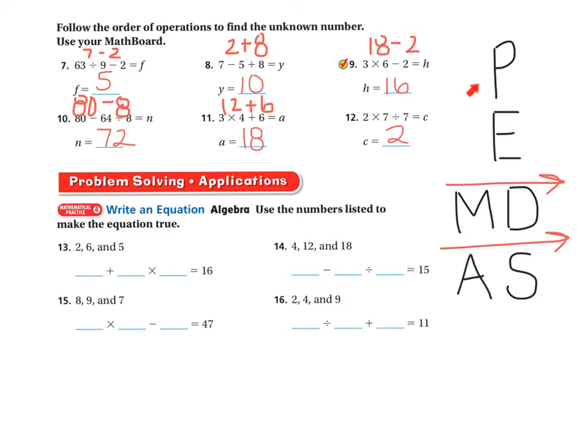Number 12, I do not see any parentheses. I do not see any exponents, but I do see multiplication and division. Remember, I do multiplication and division from left to right, whichever comes first. So in this problem, multiplication comes first. So I'm going to multiply first. 2 times 7 is 14. The rest of my problem is divided by 7. 14 divided by 7 equals 2.